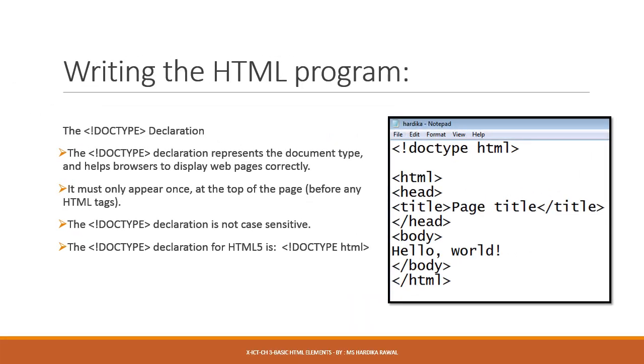Now let us start writing an HTML program. As you can see on the screen, the Notepad application is open and we are going to start writing our HTML program. The first tag which we have to compulsorily write is the doctype HTML, which is the declaration of the document. Then we have to compulsorily write the HTML tag, opening and closing, both are there.